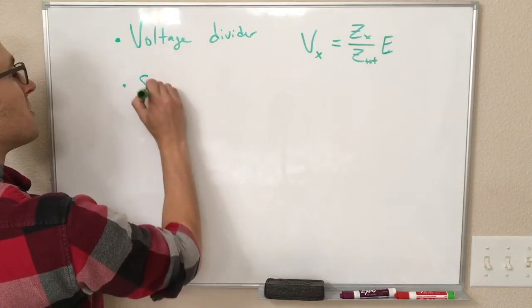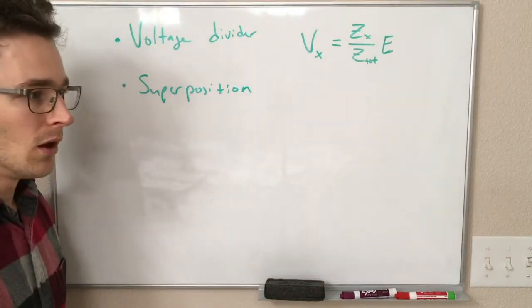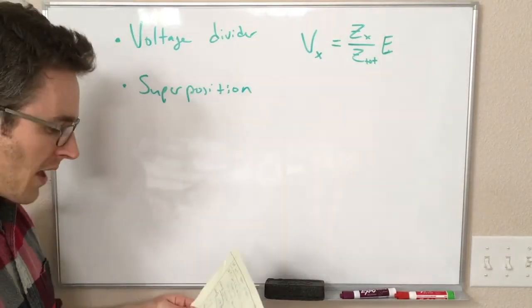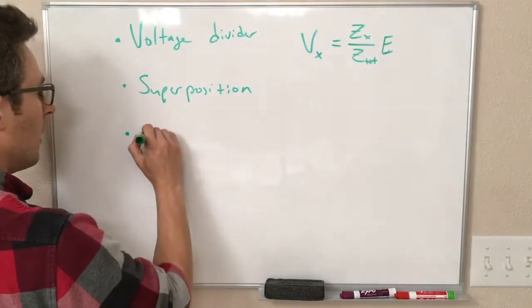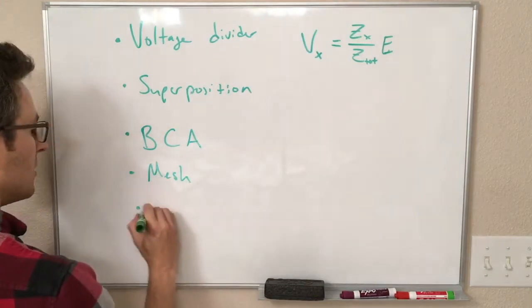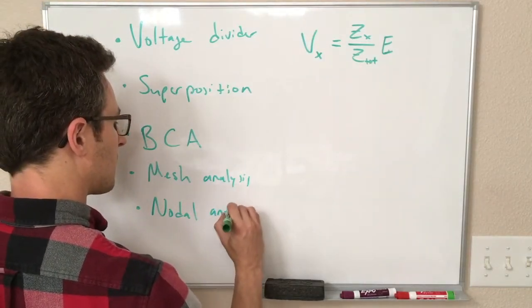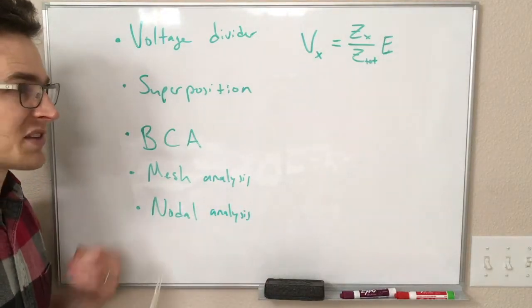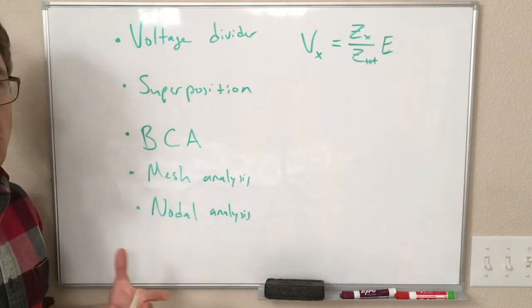We also have superposition. If we have an AC circuit with more than one source, we can solve that circuit for those individual sources and then combine our answers at the end. That is also useful. And then the big guns: branch current analysis, mesh analysis, and nodal analysis. Remember, these three are really just different recipes, or different steps, for applying Kirchhoff's laws in a particular systematic order to give you a system of equations.